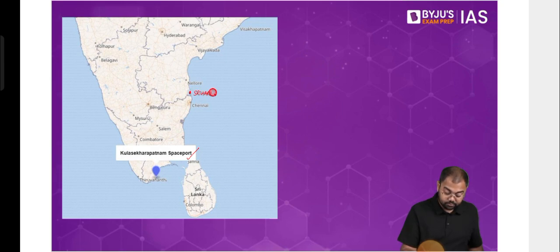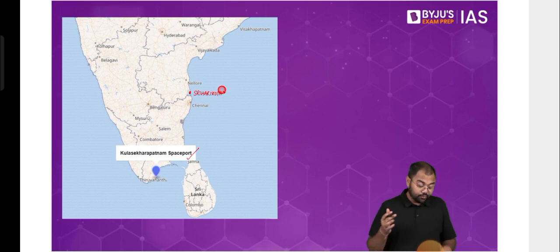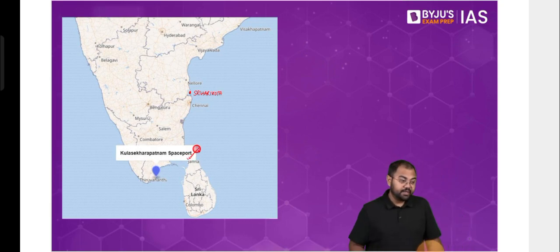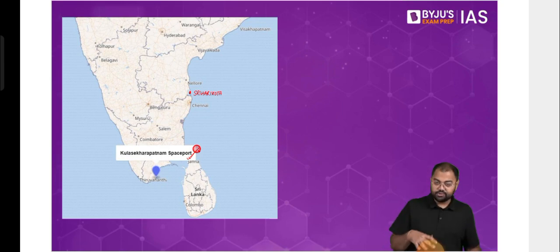So this is where we have Sriharikota. And now what we want is that apart from Sriharikota, we also want to build another launch-based infrastructure at Kulasekara. And again, just a couple of months back, this was also in the news, and this also was being discussed. So understand a couple of concepts here. Why are we launching the satellites only from where we are launching the satellites?